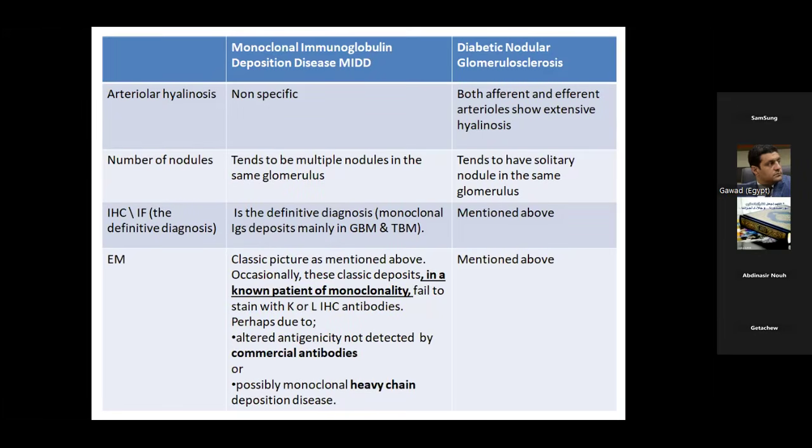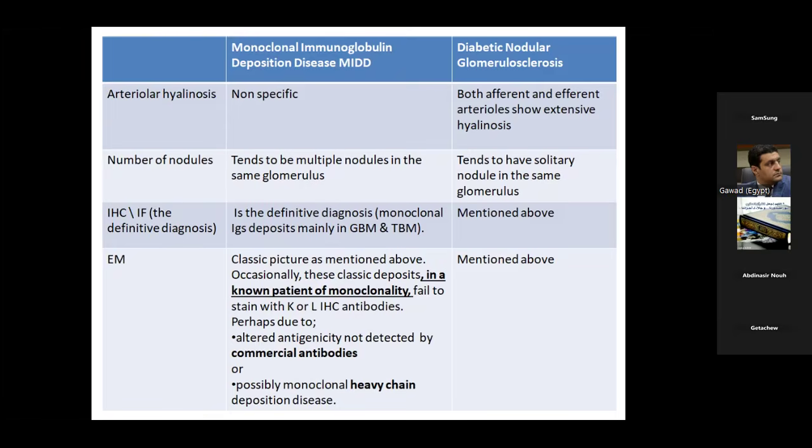immunohistochemistry is important, as we have said, but sometimes it could be misleading if it is negative or does not give a predominance for one of the two light chains. Why? Because perhaps it could be a monoclonal heavy chain, as we all know that the immunoglobulin has two heavy chains and two light chains. Not always does the monoclonality occur in the light chains. It could occur in the heavy chain, and what is usually used commercially in our labs is the monoclonal light chains.